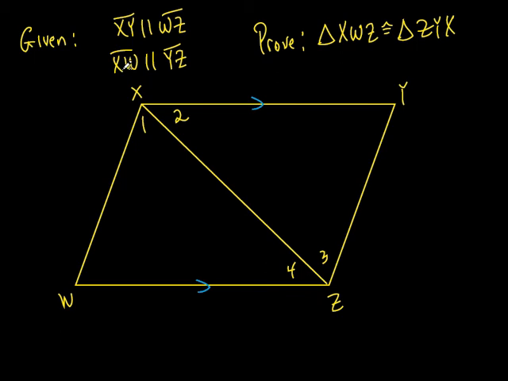What else do they tell us? That XW, this one right here, is parallel to YZ, this one over here on the right. So I mark those. I put two arrows on those because the ones with two arrows are parallel to each other, and the ones with just one arrow are parallel to each other. Everybody good with that? Mm-hmm.